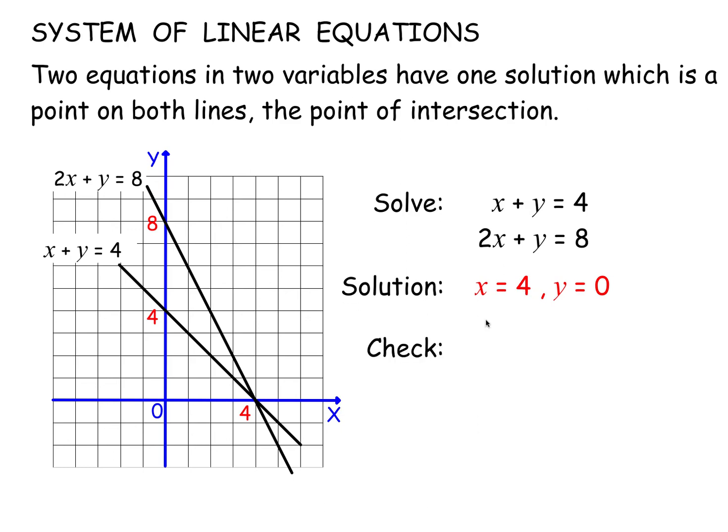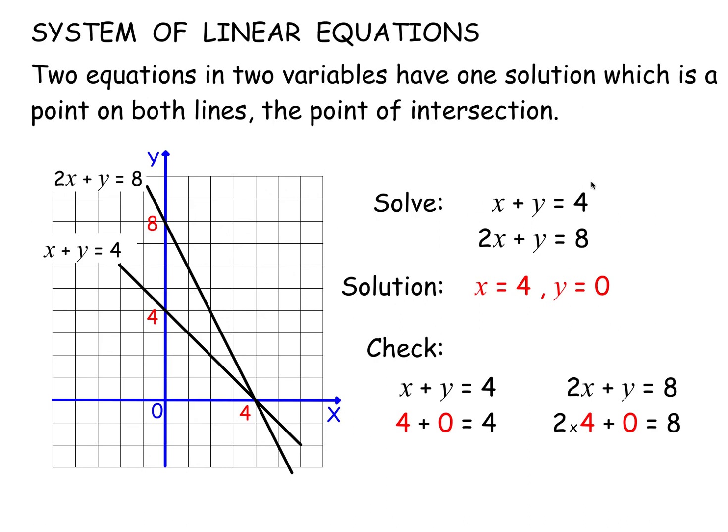Here we check on it. Putting it into the first equation, x plus y equals 4, we use x 4, y 0: 4 plus 0 equals 4. That works fine. Second equation, 2x plus y equals 8, make x 4 and y 0. It's 2 fours add 0, well that makes 8. So 4, 0 satisfies both equations. It's the solution to the system of equations.